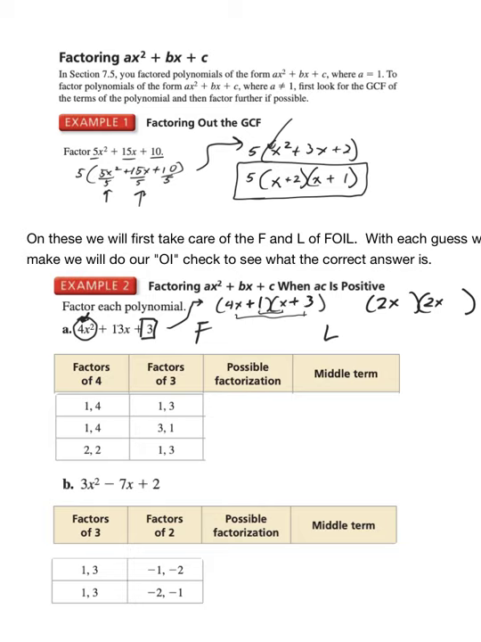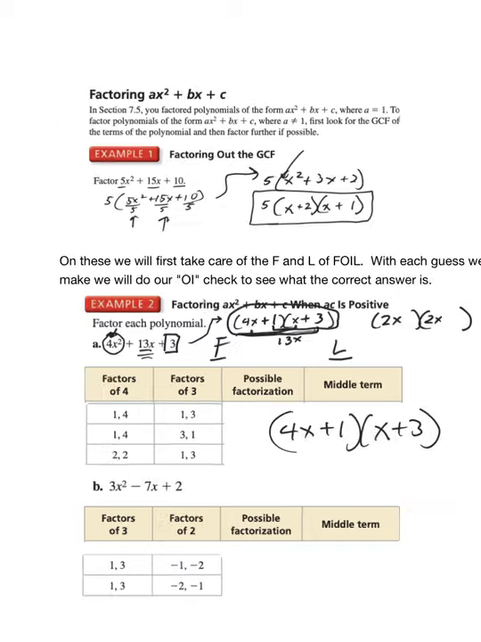I switched the numbers. Now, again, the F of FOIL works, the L of FOIL works. Now let's do the OI check. 12x plus 1x for 13x. Is that what I wanted? Yes, it is. So this is the answer: 4x plus 1 times x plus 3.